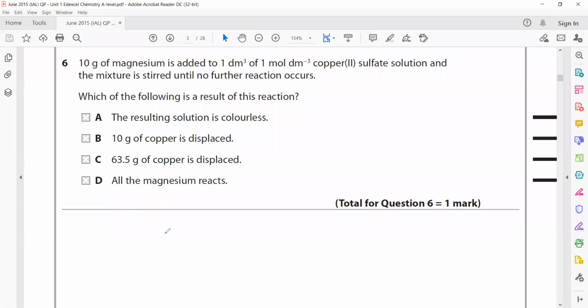So when we write the equation here, the magnesium, which is more reactive, displaces the copper, resulting in the formation of magnesium sulfate plus copper. The mole ratio is 1:1. So if we have 10 gram of magnesium, it should be 10 divided by 24 to get the moles of magnesium.